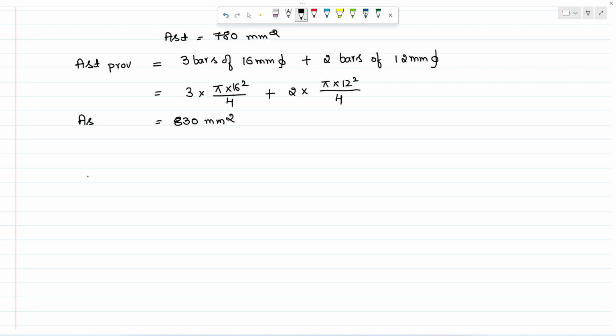So AST provided is 830 mm square. So my requirement AST required is 780 mm square. So initially I assumed to provide reinforcement in single layer, but at the end I will end up by providing the reinforcement in two layers.